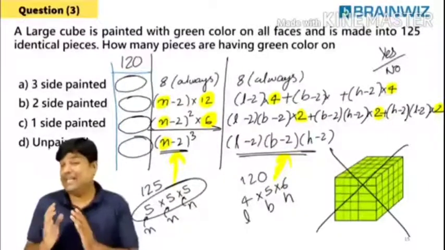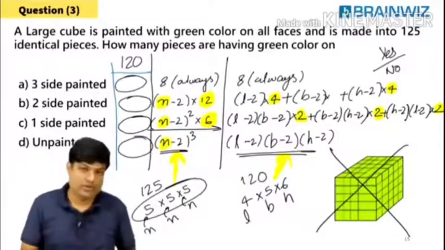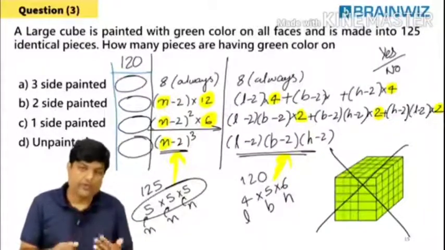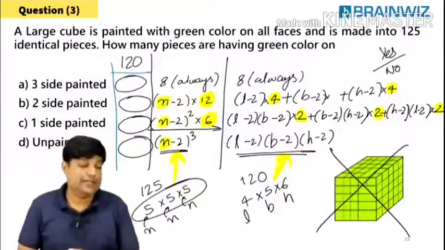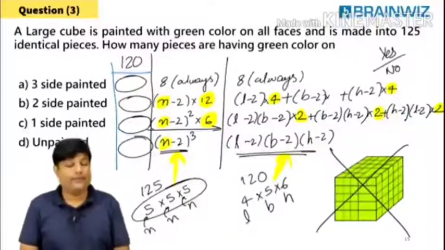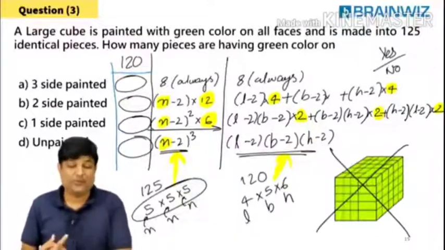Not n, this time L, B, H. Not 5, 5, 5. You have to substitute 4 in one value, 5 in one value, and 6 in another value. Do it quickly, everyone, quickly.